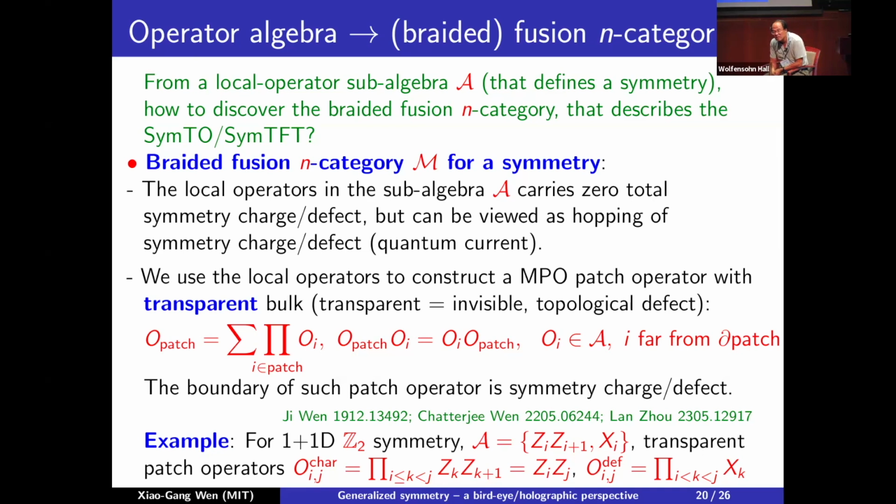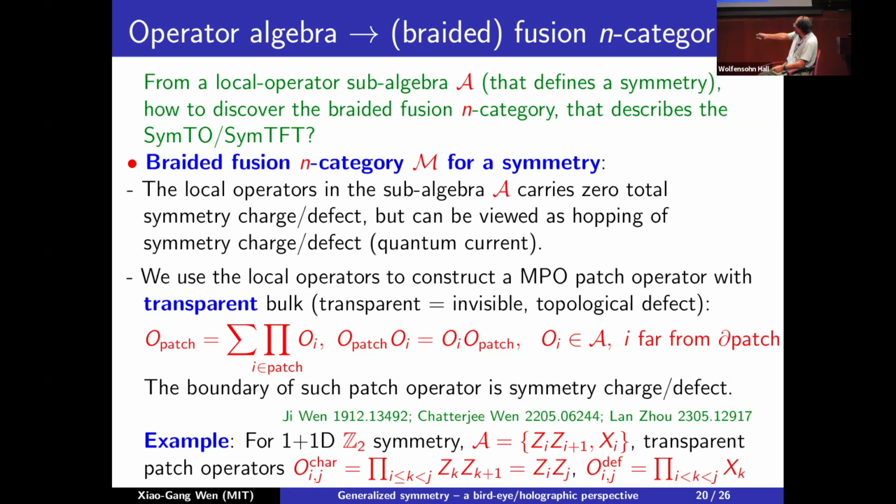This patch operator only acts on the physical Hilbert space? Yes. The dangling bond really means, in fact, when you have this MPO, there may be an actual index from the bond dimension, but they're just an index of the operator. They are not really degrees of freedom. So the MPO really says that this operator may be labeled by some actual index, and those become effective boundary degrees of freedom.